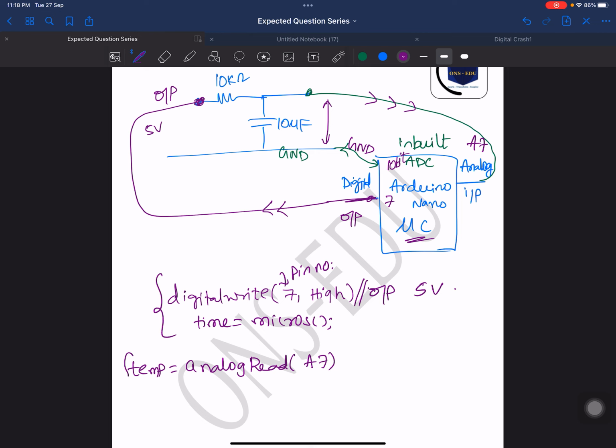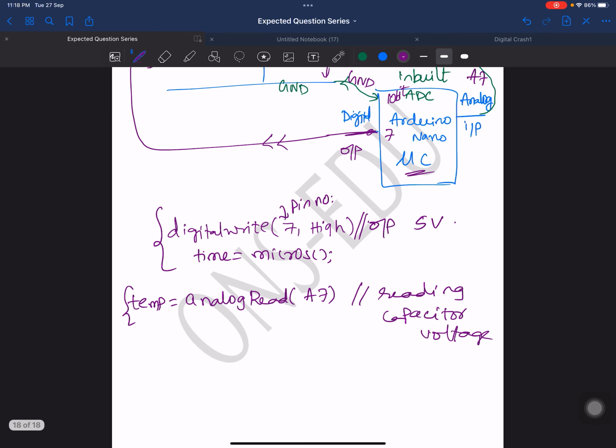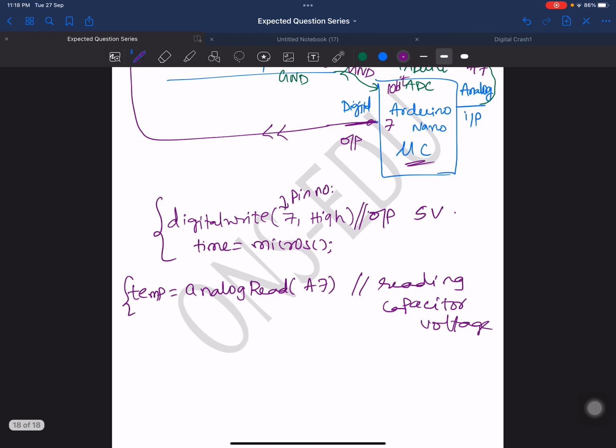Okay, and now you are reading the capacitor voltage, simply the capacitor value. So now what we need to check is when the capacitor will touch the midpoint.